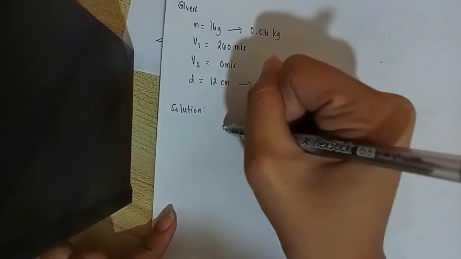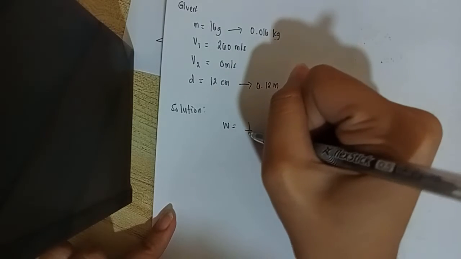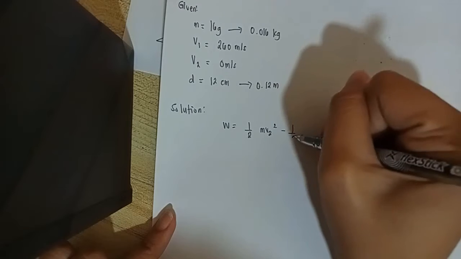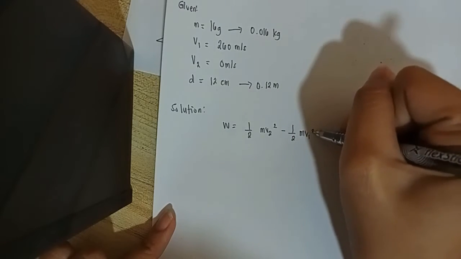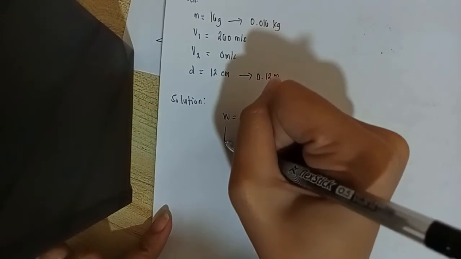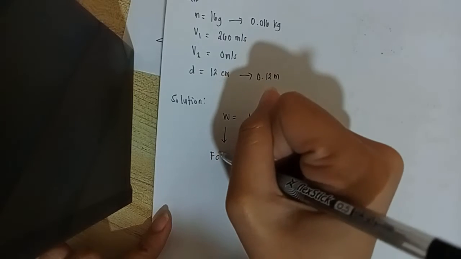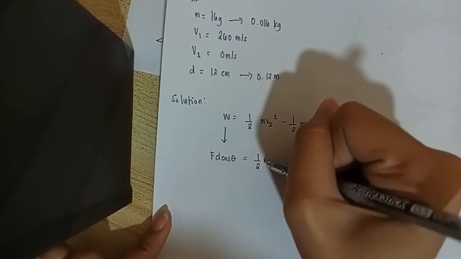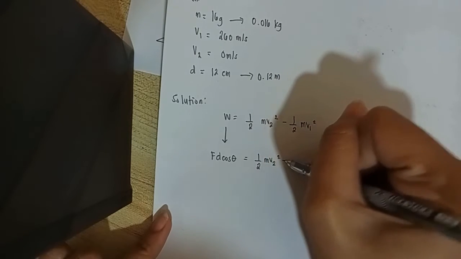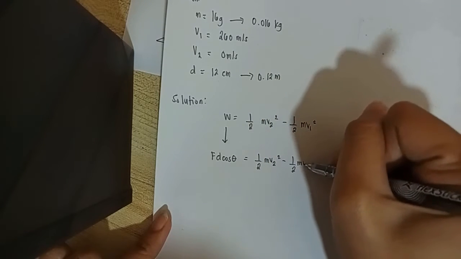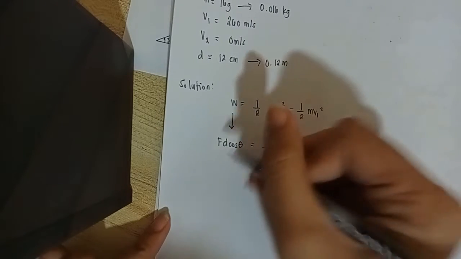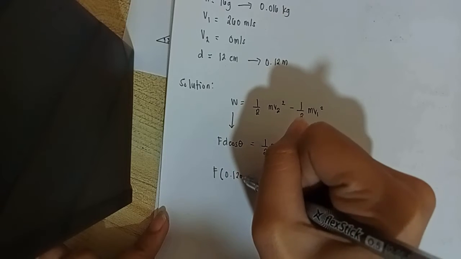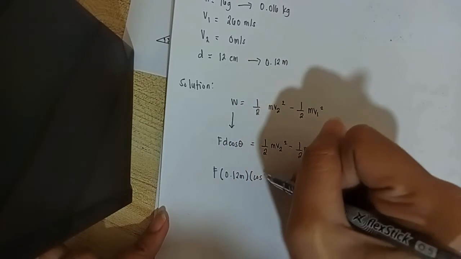So for the solution, we are looking for the force. We're going to solve for force with the formula W is equal to 1/2 mv sub 2 squared minus 1/2 mv sub 1 squared. We know that work is equal to force multiplied by displacement multiplied by cos theta. That's the work-energy theorem. So in the conversion, force is of course unknown.